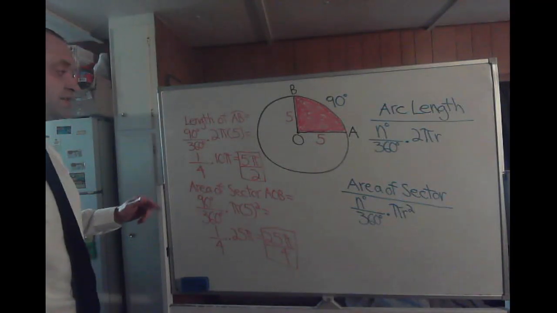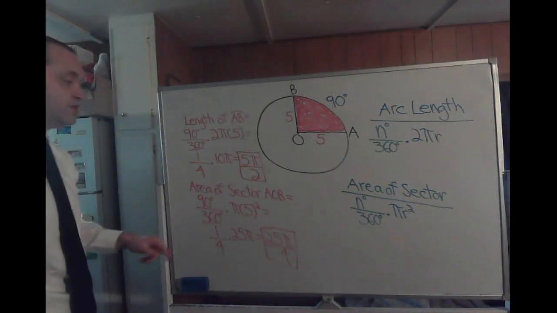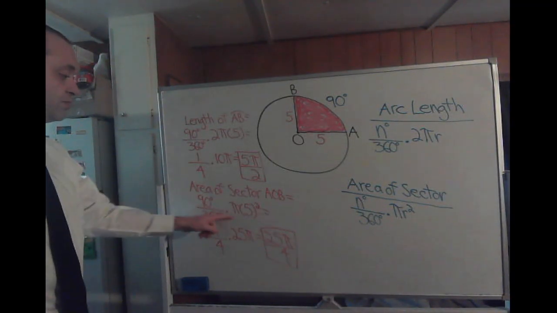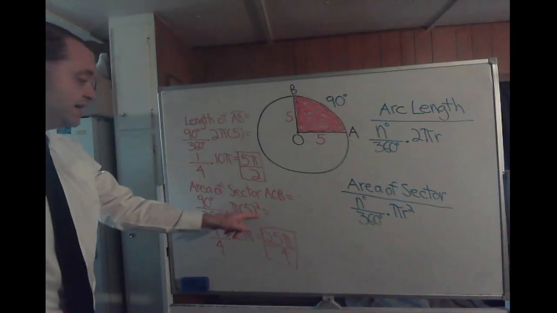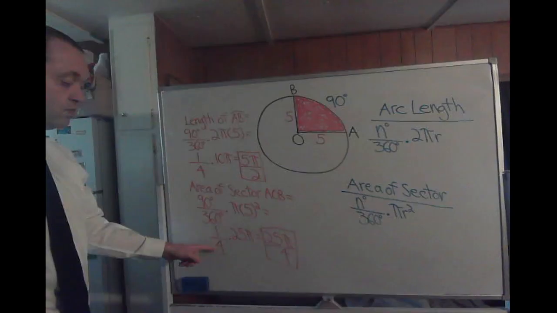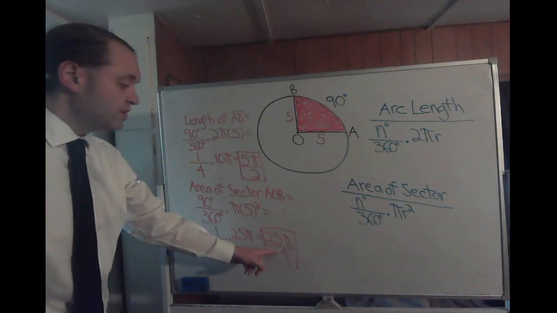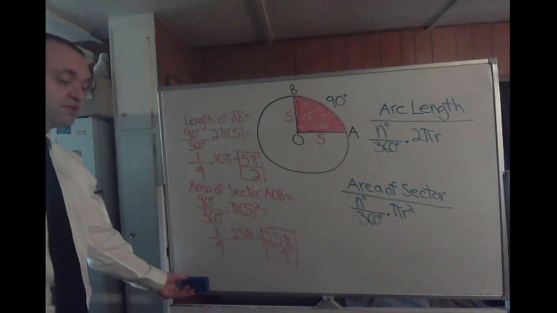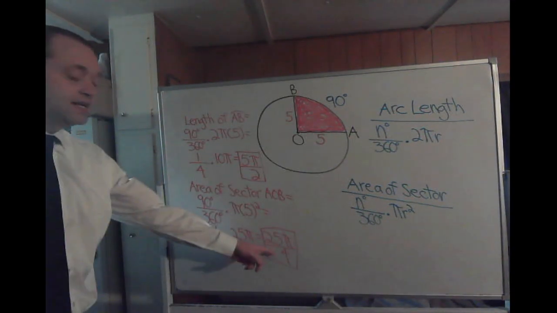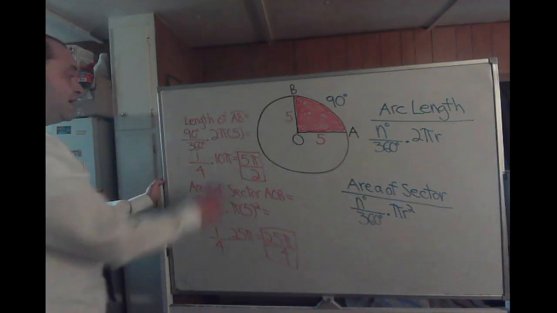So in this case, to find the area of sector AOB, which is the shaded region, you're going to take that 90 degrees out of 360, multiply that by pi times your radius of 5 to the second power. 90 out of 360 turns into 1/4, then times 25 pi, giving you an area of 25 pi over 4 for the sector. And again, if you're curious what that looks like, put it into your calculator, you'll get a decimal approximation.